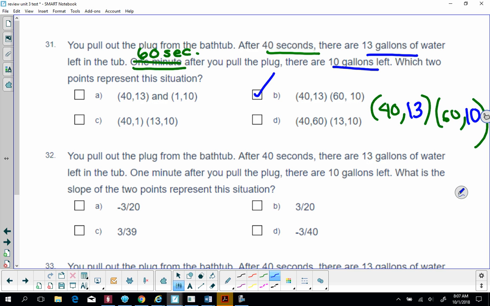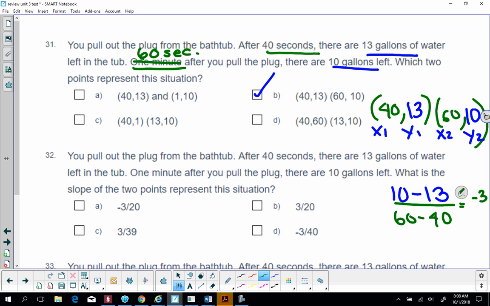Then they want you to find the slope, or they're going to call it the rate, because remember, rate of change, slope mean the same thing. So all you're going to do is label, plug it in. So I do 10 minus 13 over 60 minus 40, and you would get negative 3 over 20. So your answer would be A. Sorry, I'm trying to go fast so that you guys have enough time.